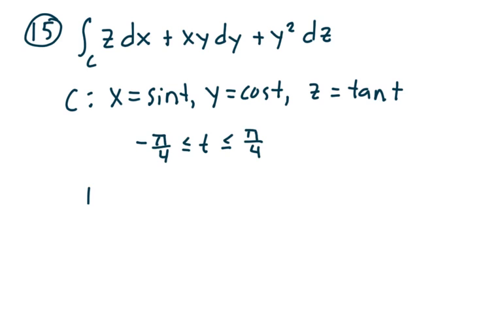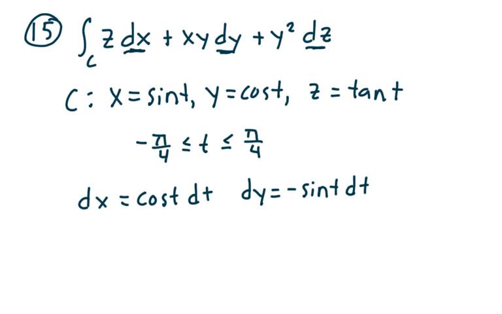Now, we're going to need dx, we're going to need dy, and we're going to need dz. So let's get them. dx is cosine t dt. dy is negative sine t dt. And dz is secant squared t, right? The derivative of tangent t is secant squared t. And we're in differential notation, so we just attach that dt.